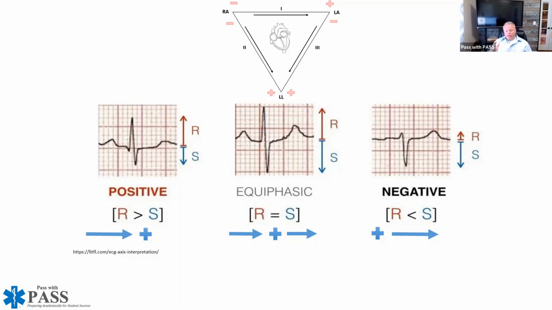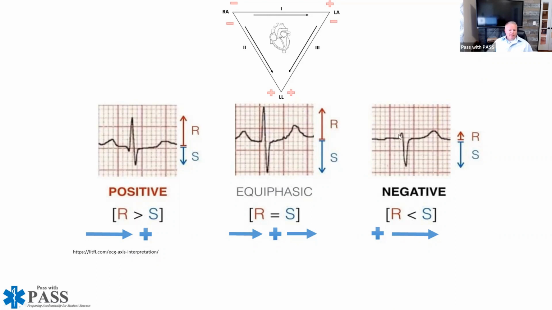And then on the third one, or the far right, it's the negative finding. So basically here, our R wave is less than the S wave. If we remember, an R wave by definition is that first positive deflection, okay? And it's either basically after a Q wave or after a P wave, depending on if you have a Q wave or not. But the R wave should be a positive deflection.